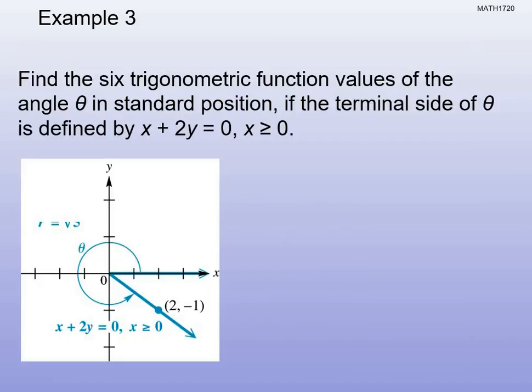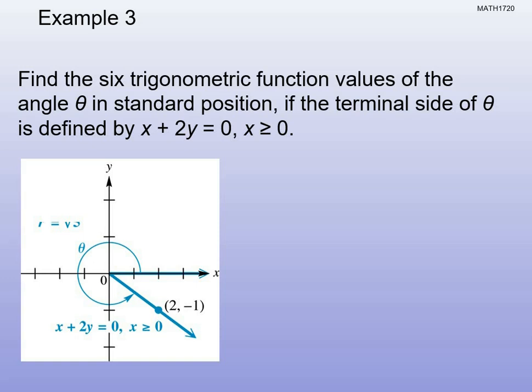All right, let's look at this one now. This might be a little bit different. What's different? There's an equation involved now. It says find the 6 trig functions of angle theta in standard position if the terminal side of theta is defined by x plus 2y equals 0.